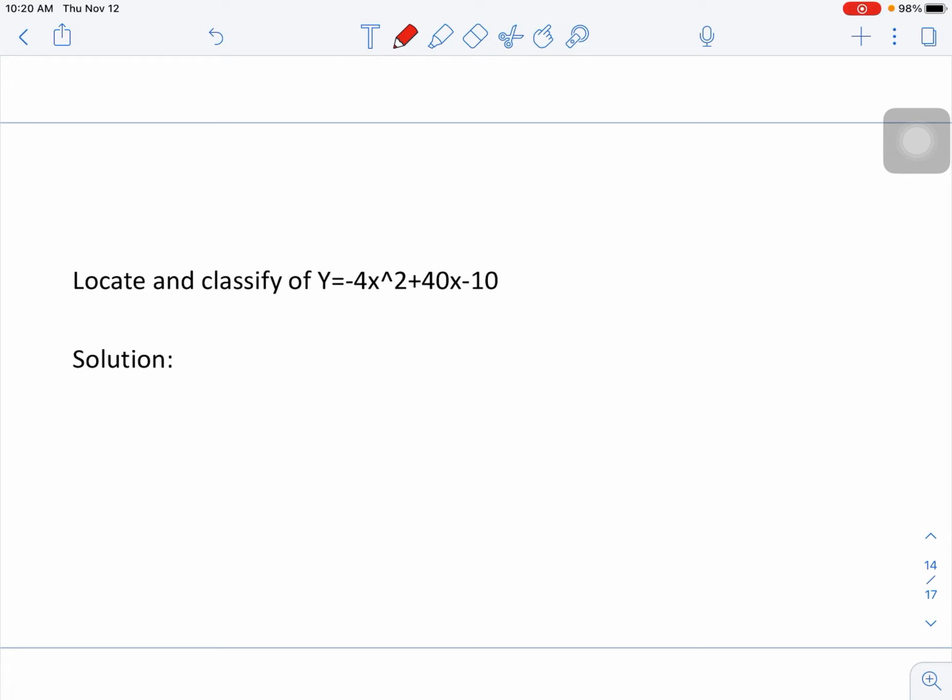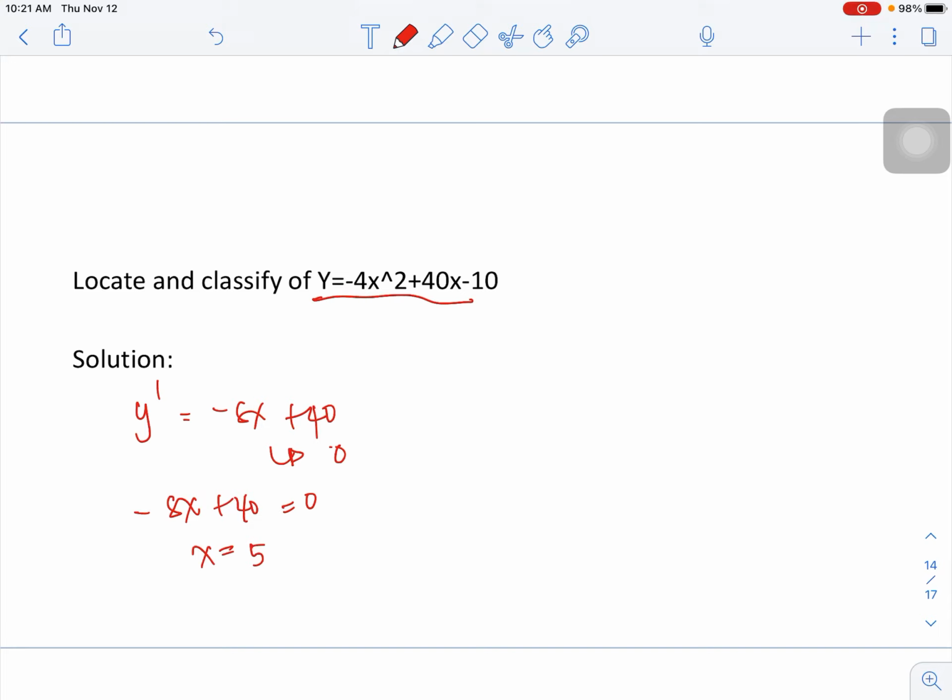Locate and classify this equation: y is equal to negative 4x squared plus 40x minus 10. Let's find first the first derivative. y prime is equal to negative 8x plus 40. Then equate this to 0. Negative 8x plus 40 is equal to 0, so x is equal to 5.